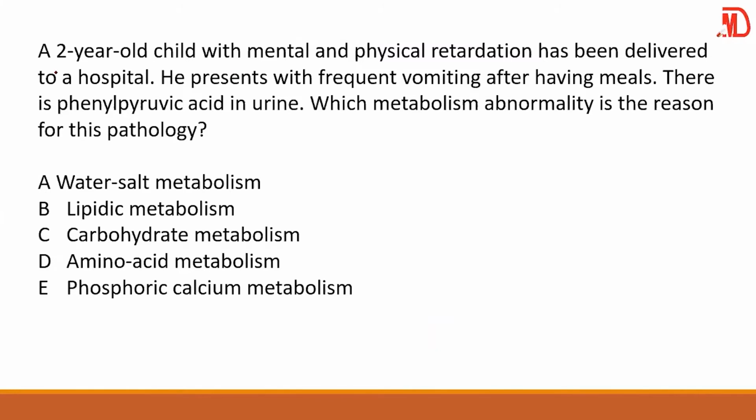We are having a 2-year-old child with mental and physical retardation brought to the hospital. He presents with frequent vomiting after having meals. Guys, look, there is phenylpyruvic acid in urine. What is phenylpyruvic acid? They are simply amino acids. So the question now is, which metabolism abnormality is present?